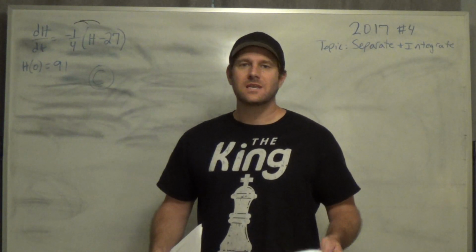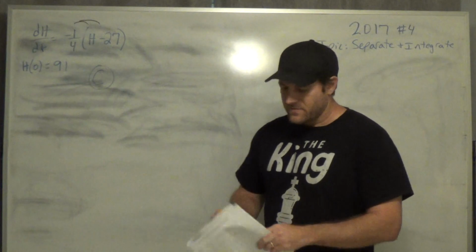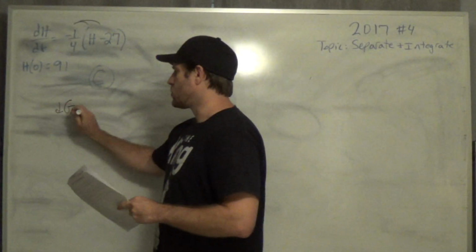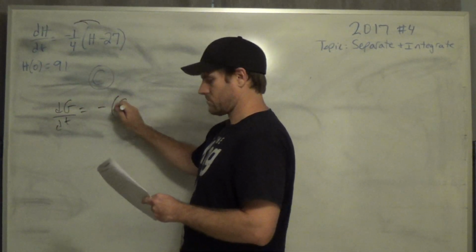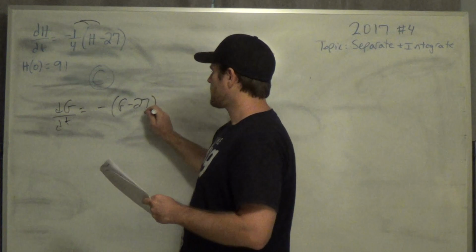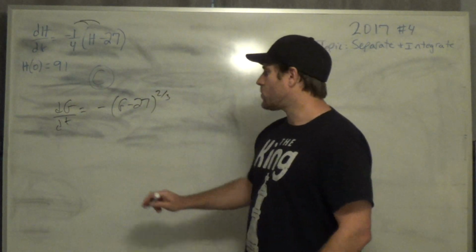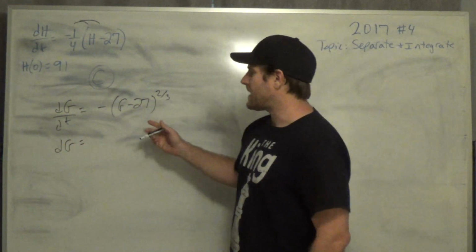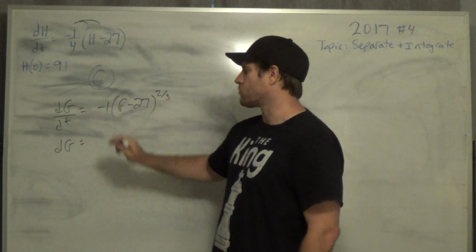But part C is a separate and integrate, but it's not a separate and integrate with this equation. They provided a new equation. They said an alternate equation is this. Now, separate and integrate. This is quite crazy for a couple of reasons. First of all, they provided something new out of nowhere. And then this negative 1 is just a royal pain.